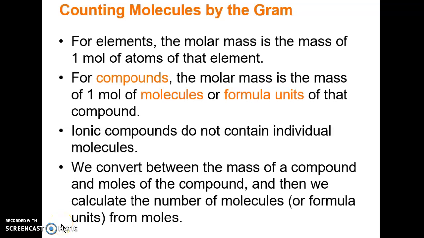All right, so for elements, the molar mass is the mass of 1 mole of atoms of that element. For compounds, the molar mass is the mass of 1 mole of molecules or formula units of that compound. So when you are using Avogadro's number for compounds, you will say 1 mole of that compound equals 6.02 times 10 to the 23 molecules. Or you could say 1 mole of that compound equals 6.02 times 10 to the 23rd formula units of that compound. So we're going to do some examples like that.